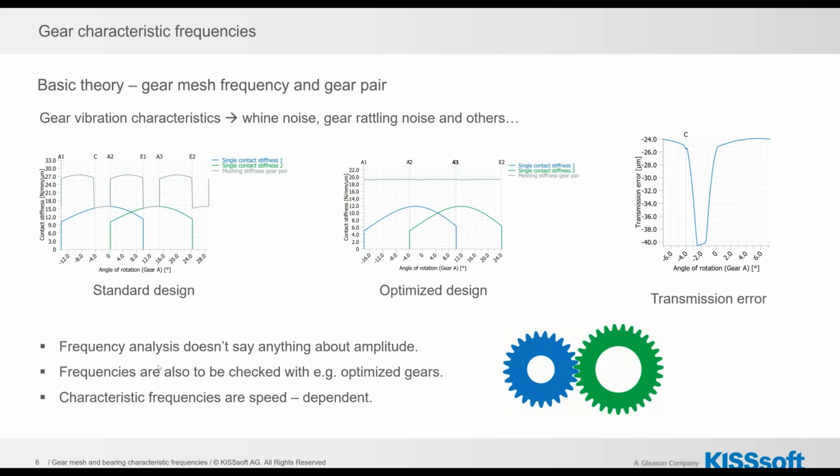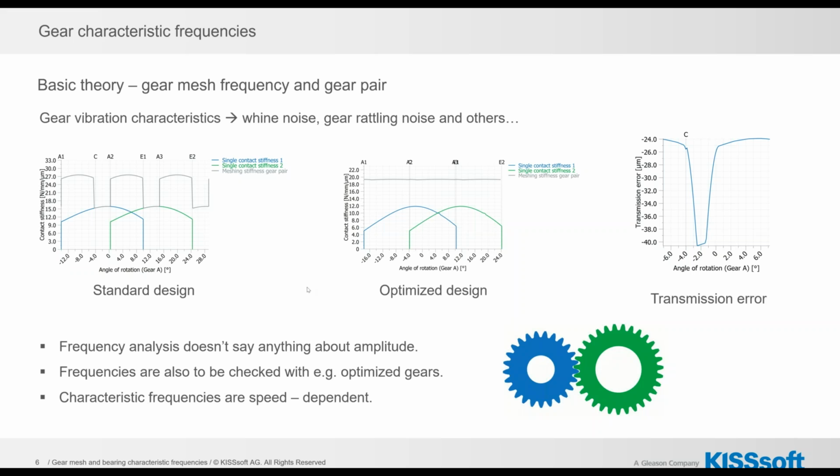However, the frequency analysis doesn't say anything about the amplitude, and amplitude is a function of other parameters such as contact stiffness, damping, and so on. Frequency just says what is the occurrence of this event. Now here we have two images, the standard design and optimized design.